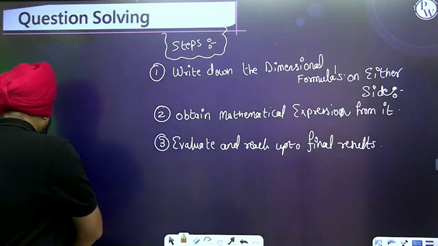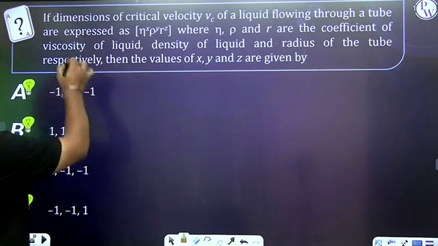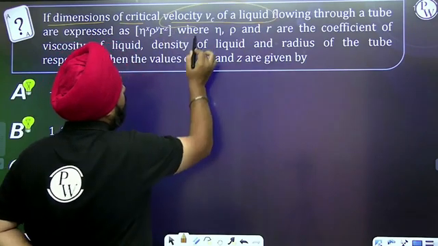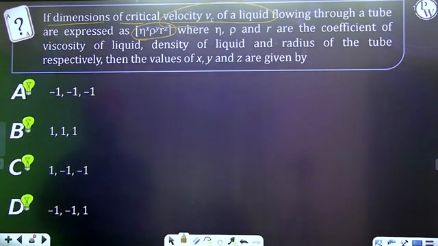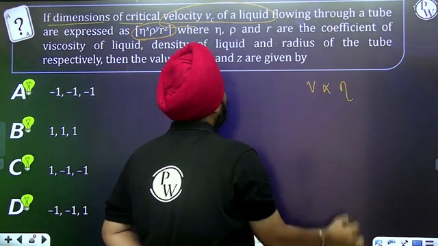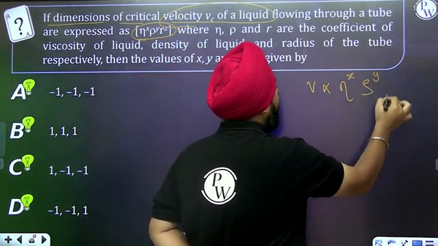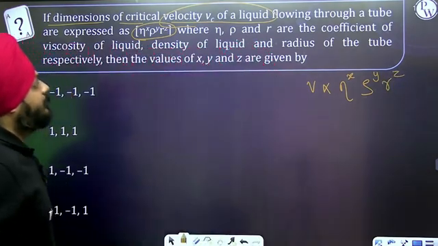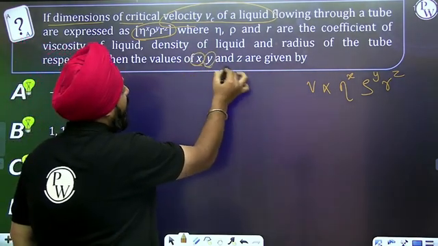This is an important thing. Dimensions of the critical velocity of the liquid falling through a tube depend on eta, rho and radius. Eta is the coefficient of viscosity, rho is the density of the liquid, r is the radius of the tube. Velocity directly depends on the coefficient of viscosity to the power x, density to the power y, radius to the power z. Then they are asking what the values of x, y, z are.